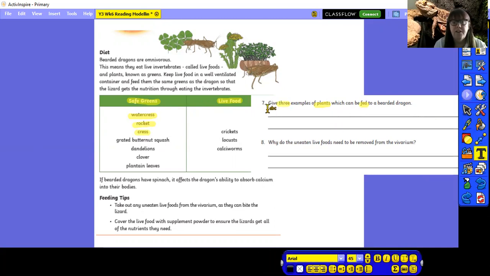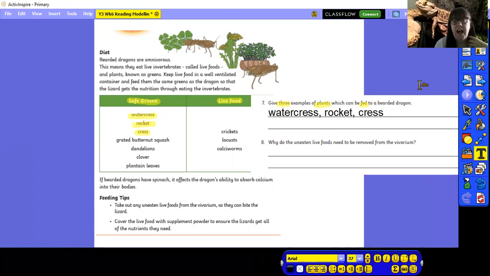So as it's 3 examples, I need all 3 written down. I need them as a list because I've been asked for 3 examples, so I'm giving the 3 things that they've asked for. What would happen if I only gave them 2 answers? Or what if I gave them 4 answers? Okay, you have to do exactly what the question asked you to do.